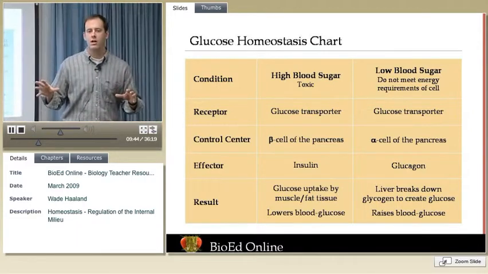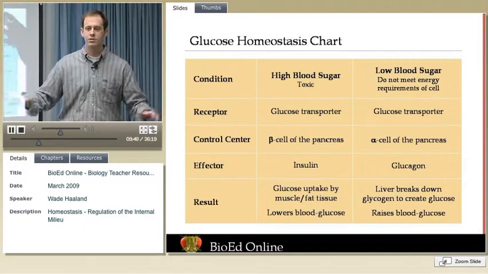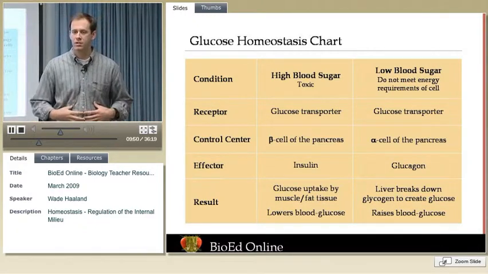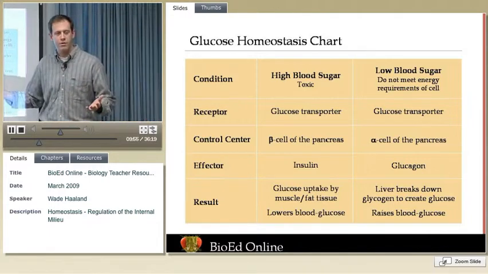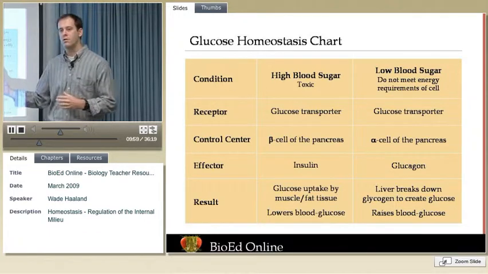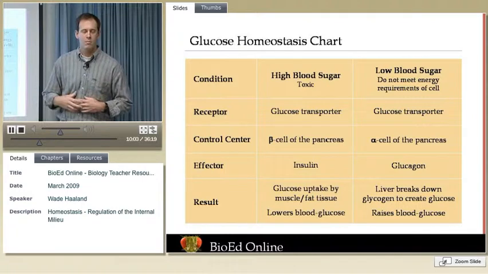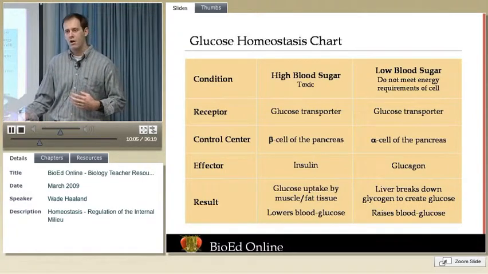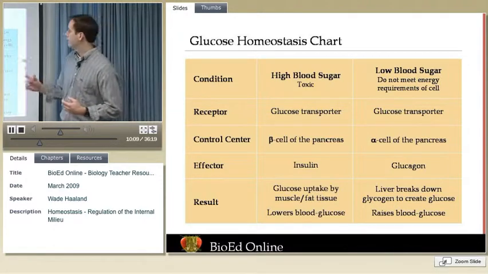What insulin does is it's secreted from the beta cell, and it goes out to peripheral tissues like your muscle cells and your fat cells. And it tells those cells, hey, we have a lot of glucose in our blood right now. Let's take that in. And so we lower blood glucose by having our peripheral tissues take in this glucose. Our muscle cells are going to use it for energy. Our fat cells are going to store it away for a rainy day.